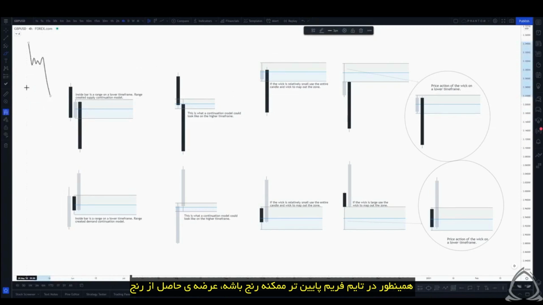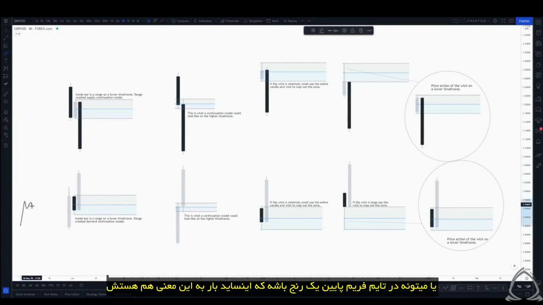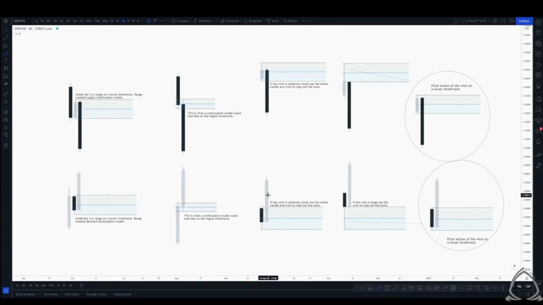It could also be a range created supply. And as well on the demand zone, we get that sharp move to the downside followed by a move back to the upside, pivot created demand. Or it could be on a lower time frame, a range, which is what an inside bar does imply as well. And again, what we're waiting for in both situations is for price to return back to these areas and give us a reason for entry.